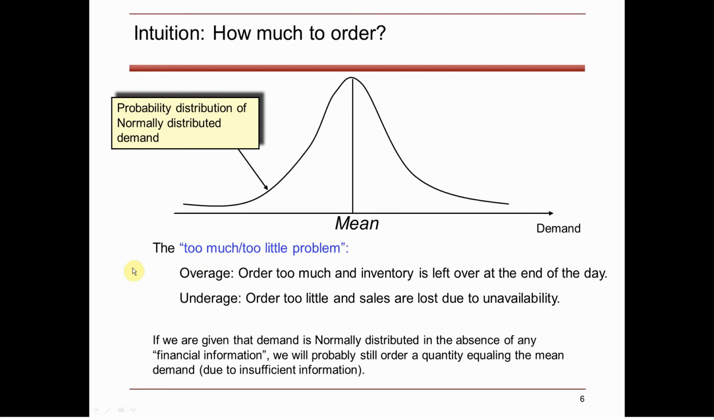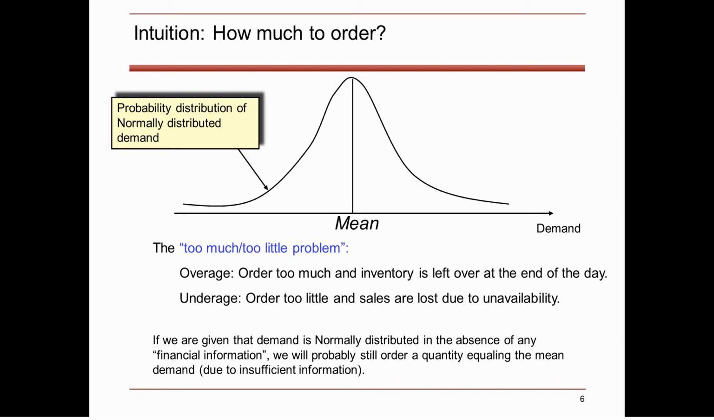So if we're given that demand is normally distributed, if we don't have any financial information at all, in other words, we don't know what the overage or underage costs or losses would be, we'd still probably order just the mean. In other words, an average amount, or in this case, our example of 100 newspapers. And that's because we don't really have any reason not to. The average is 100 newspapers, that's what we expect.